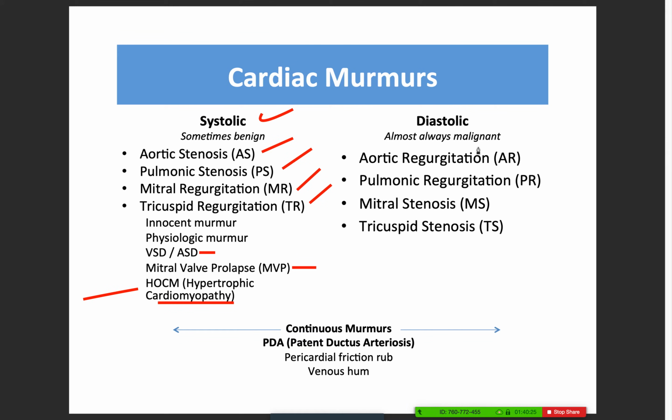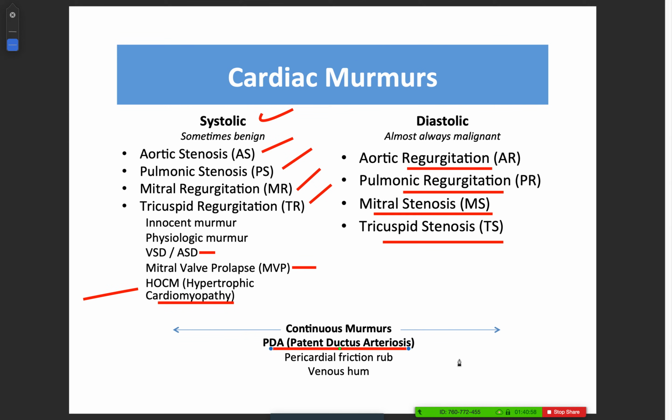For diastolic murmurs, we have aortic regurgitation, pulmonic regurgitation, mitral stenosis, and tricuspid stenosis. If it's a continuous murmur, this would be something like a patent ductus arteriosus. The way PDAs are described is a machine-like murmur. I'm sure you've seen this before. When they describe a machine-like murmur, they usually describe it as radiating to the carotid arteries, radiating to the axilla, and it's continuous.